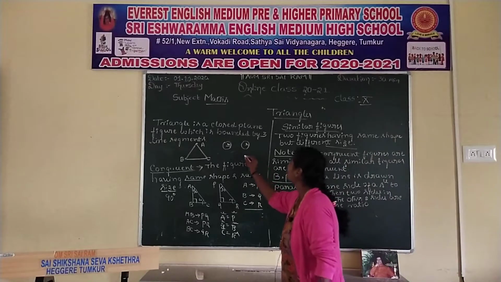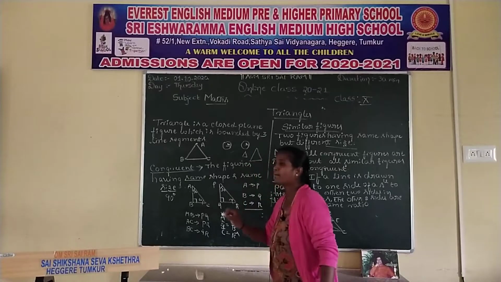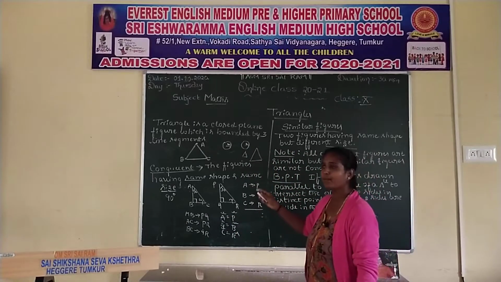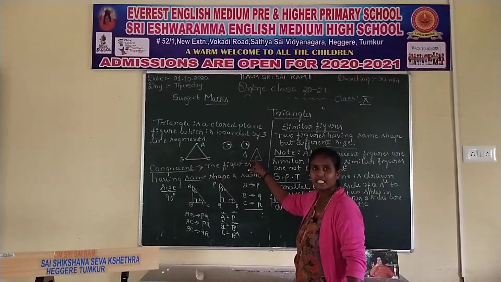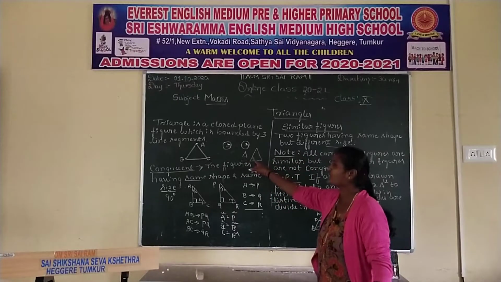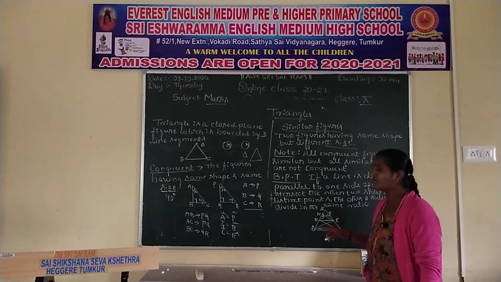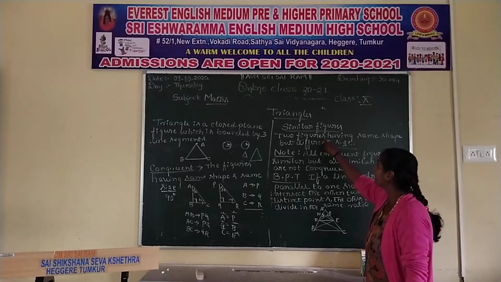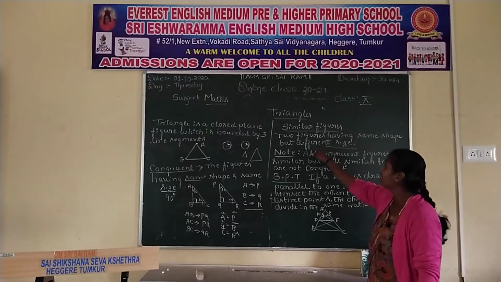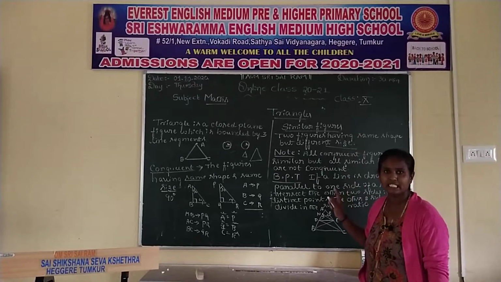See here. One is a small triangle and another one is a big triangle. The figure is a triangle, but one is small, one is big. These two figures are similar, triangle only. Similar is nothing but two figures having the same shape but different size. That is called similar.